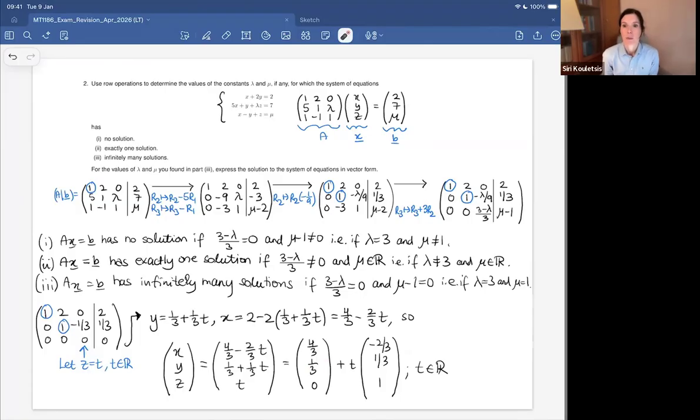Now, somebody asks, is it always the same format for infinitely many solutions? Yes, as a main form it is.